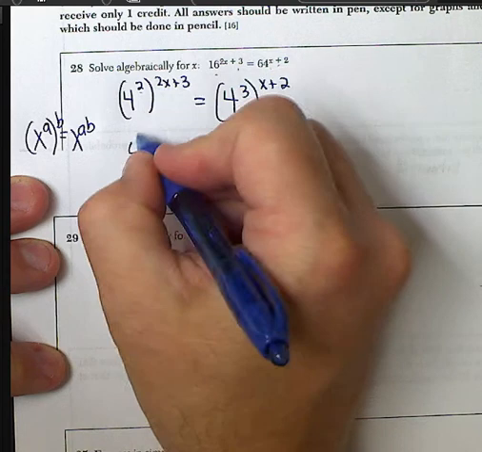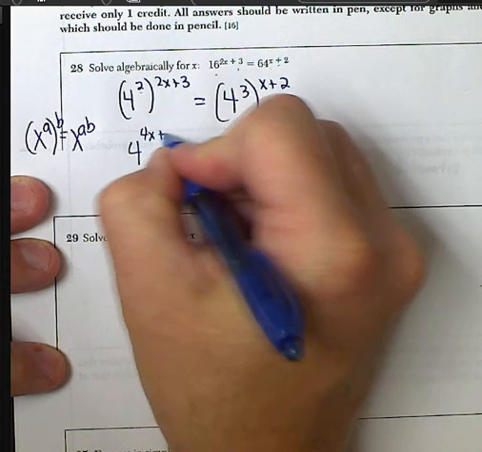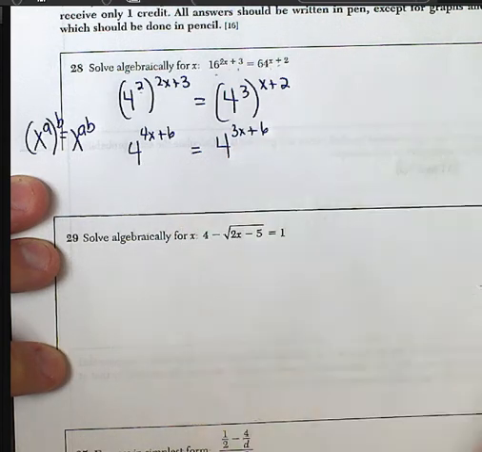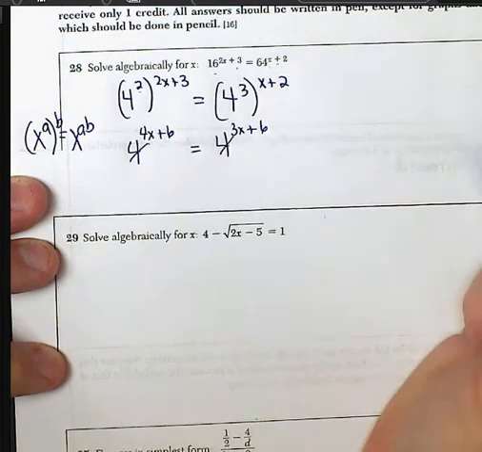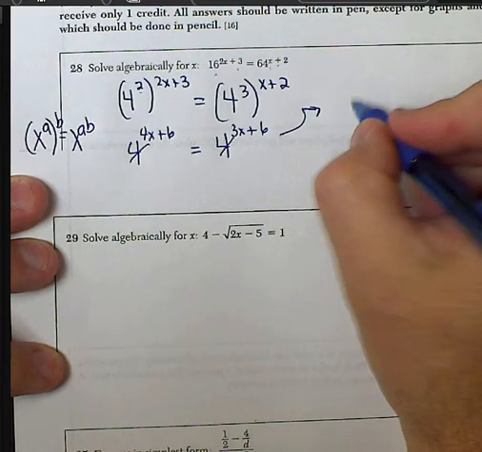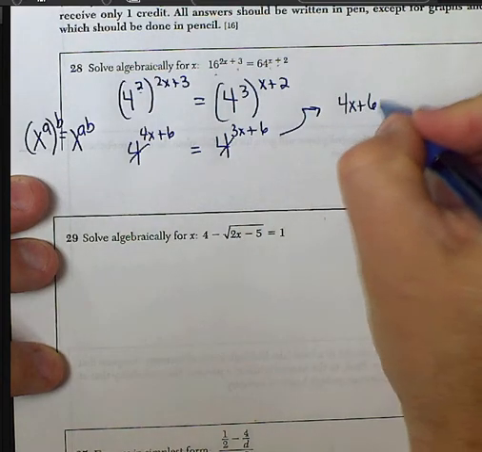Okay, so performing that here, this is 4. The 2 has to distribute through 4x plus 6. Over here, this is 4 to the 3x plus 6. Once you have like bases, the bases basically go away. Set the exponents equal.